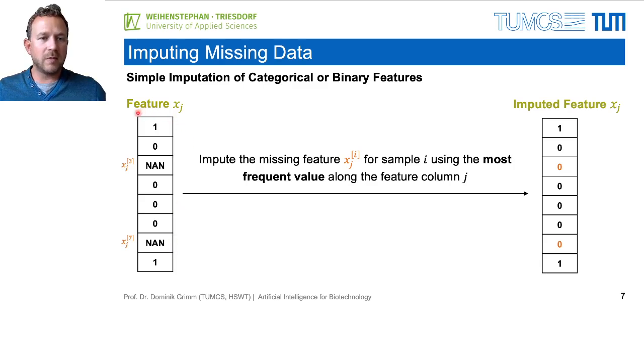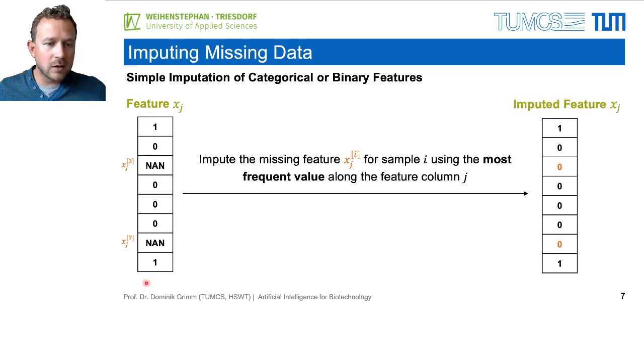So let's look here at this feature vector. We have one column of our matrix X, and this column, for example, is a categorical or binary feature. In this case, it's a binary feature. We only have 1 or 0, and there are 2 missing values here. For sample 3 and for sample 7, we have a None. So we don't know this value. We haven't measured it, or it was not transmitted via email or whatever. It's just missing.